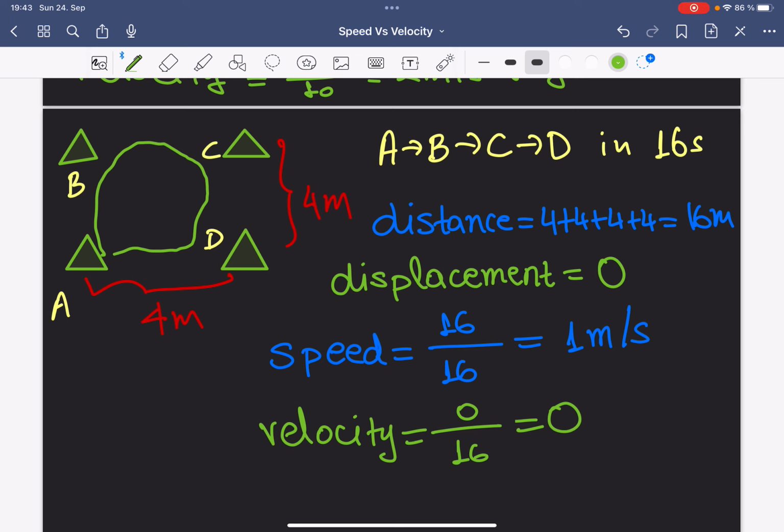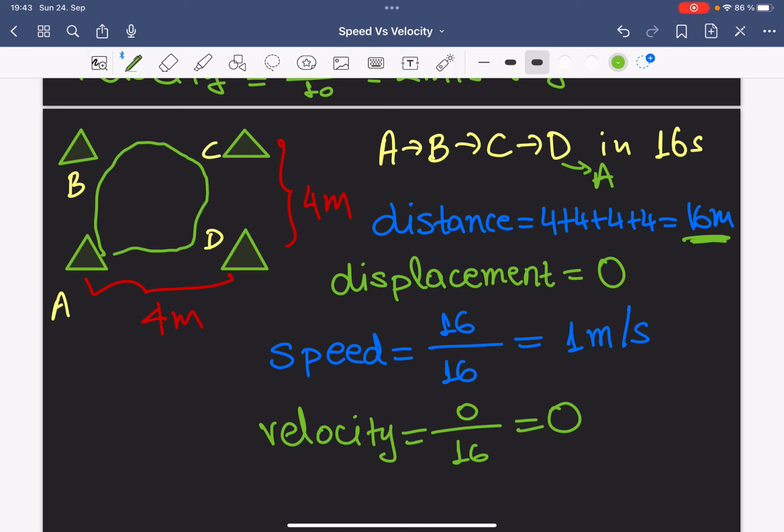is going to be 4 meters from A to B, plus 4 meters, plus 4 meters, plus 4 meters. So I need to add here D back to A. I make this adjustment to my slide. So it started from point A, moved to point B, from point B to C, from C to D, and from D to A, which means it has covered a distance of 16 meters.